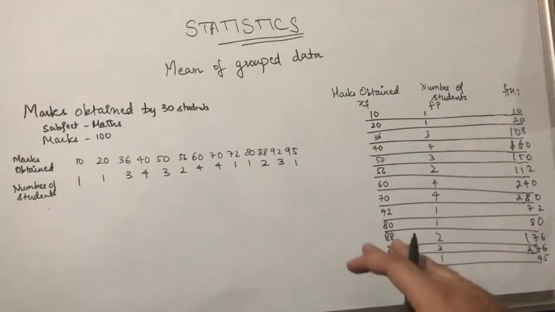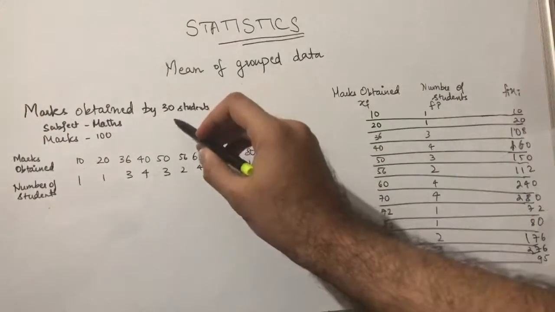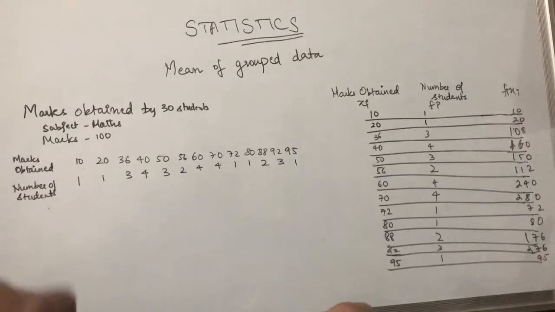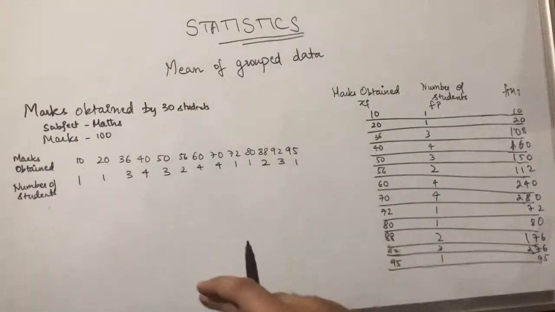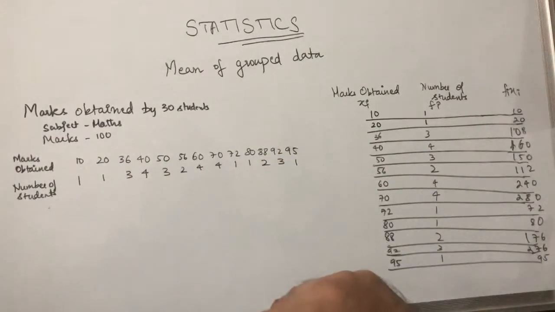So in this class let's take an actual example of a class which has 30 students, and let's take the subject as math and the marks as 100, right? So these are the marks obtained by the students in the subject math. Alright, do you see the values here?